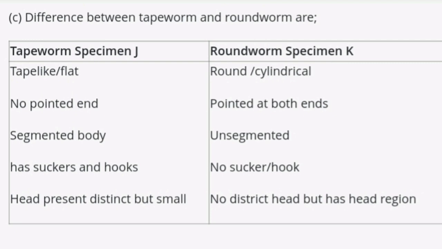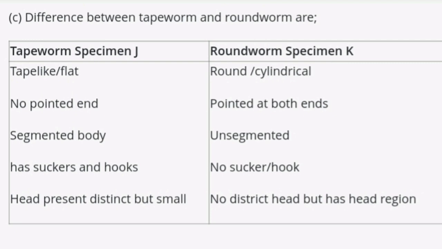Some body parts look different from the other parts of the body. But roundworm is unsegmented. And then tapeworm has suckers and hooks, while roundworm has no sucker and no hook. Now, there is a head present in tapeworm. The head is distinct, but it's small.